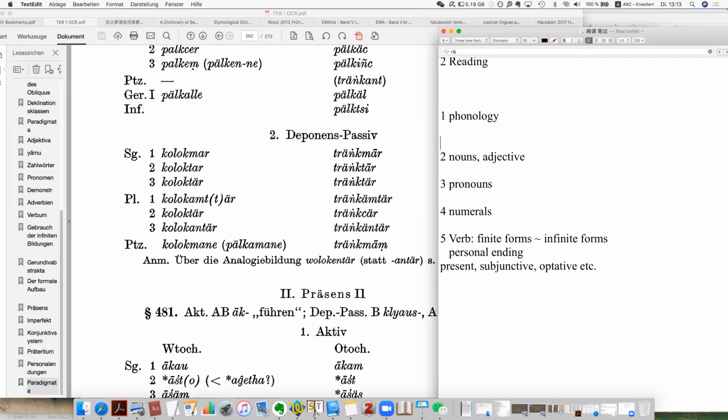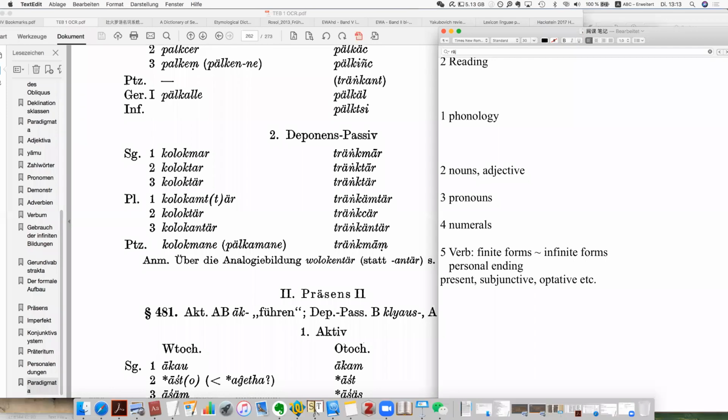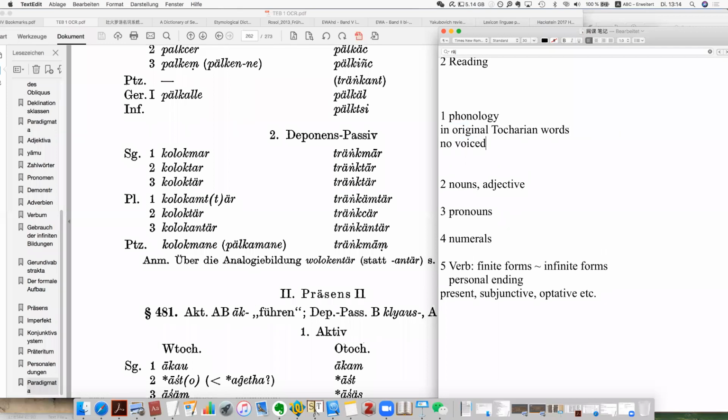Probably I can just summarize a little bit. So actually in Tocharian, there's no voiced, sorry, in original Tocharian words, no voiced consonant.